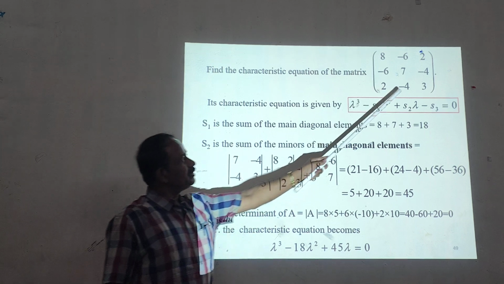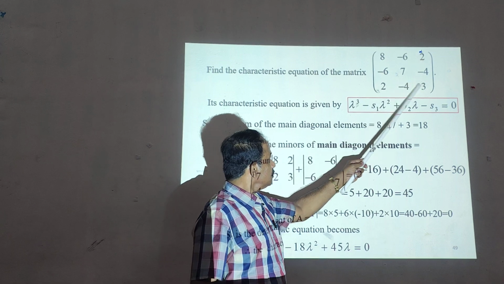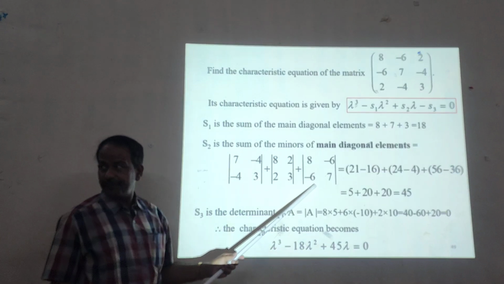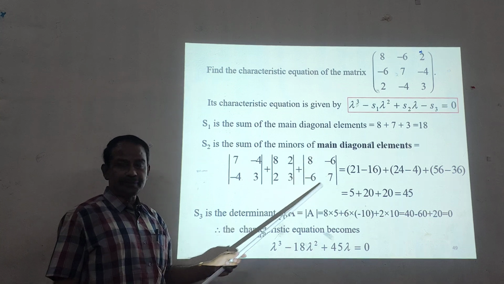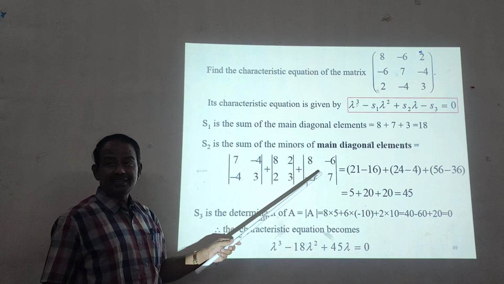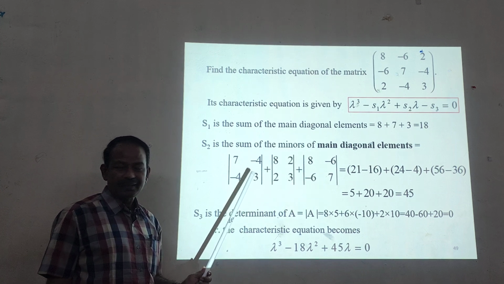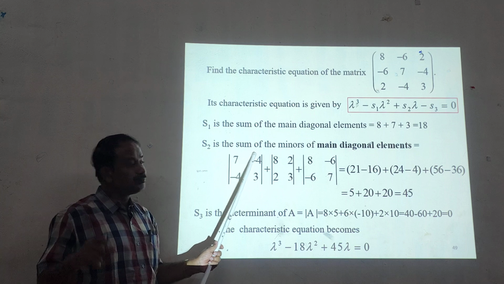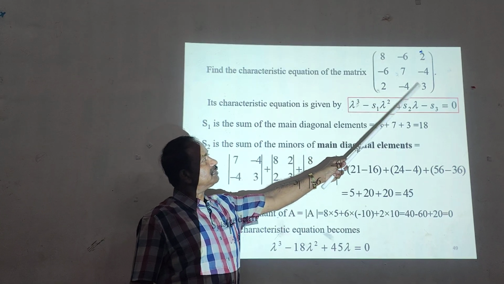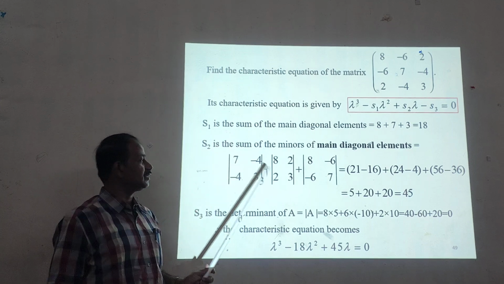What is the other one? The next main diagonal will be 3. So just do like this. Then the remaining thing 8 minus 6, minus 6, 7. So 8 minus 6, minus 6, 7. So that is your next minor of main diagonal element. Is it clear? So this is the sum of minus of main diagonal elements. You have to take this element and this element. Sum of the minus of main diagonal element.